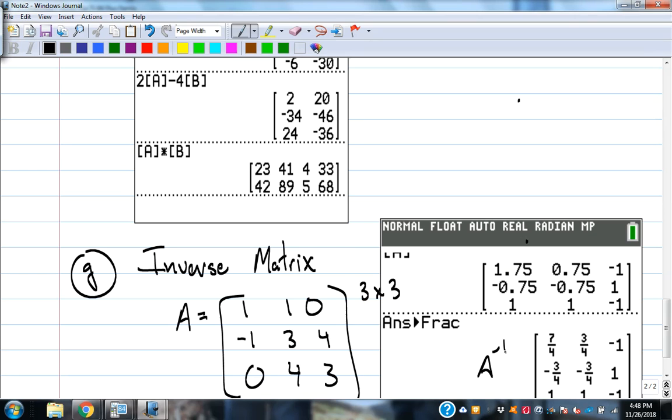This is A inverse. Be able to find the inverse matrix. I'm not going to do any solving equations with that or anything, so just be able to find an inverse matrix. That tends to come up some on the final exam as well. They like for you to be able to do that.